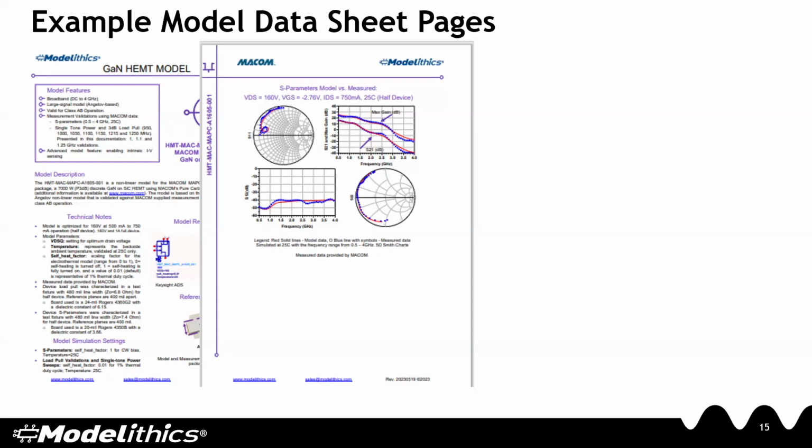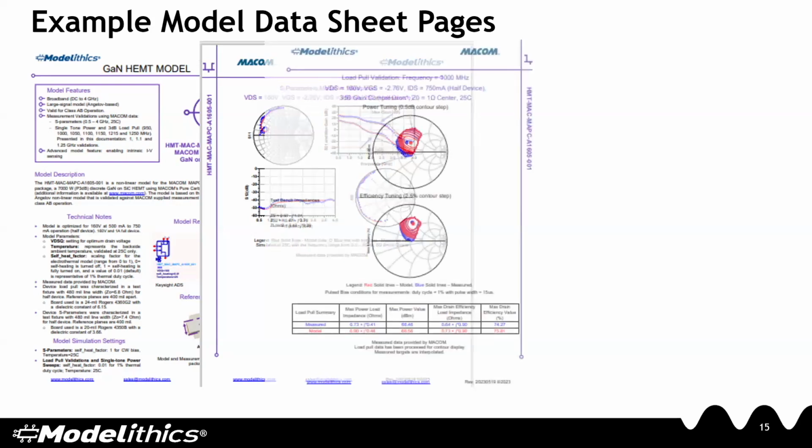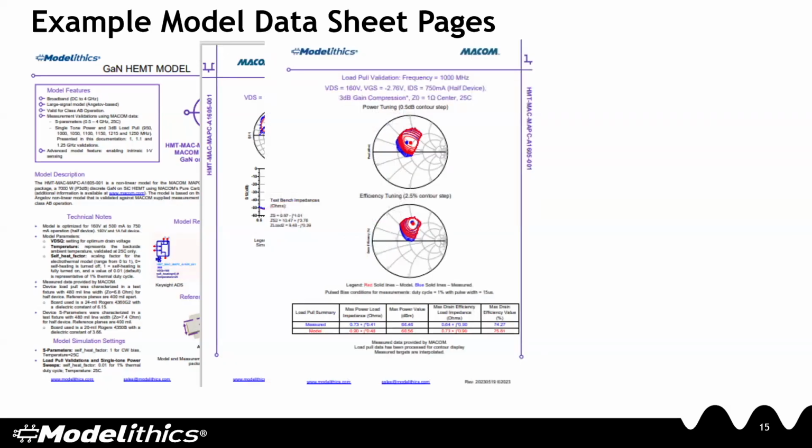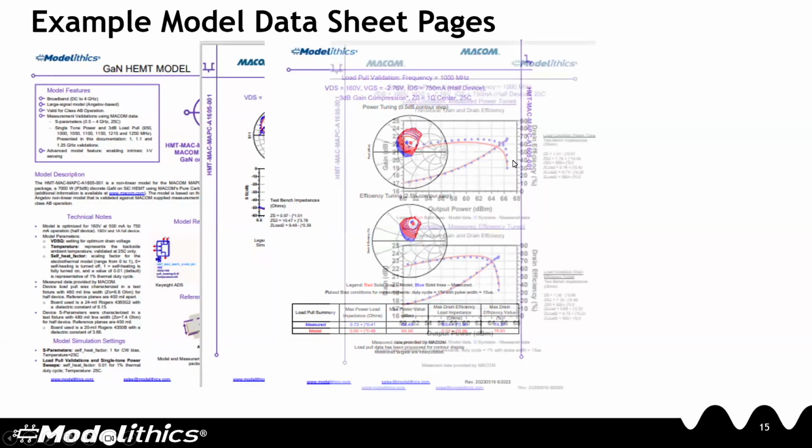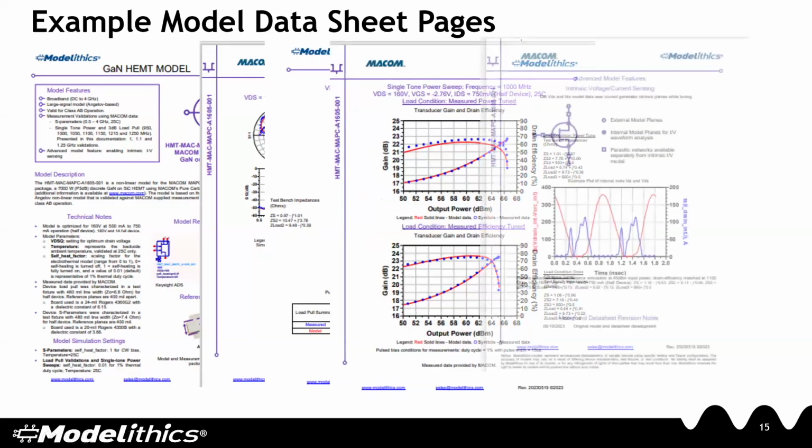So these model data sheets are an important benefit of the Modelithics models, and these are offered with every model that Modelithics offers. And here's some of the graphs for this particular model. This is a model for a GaN transistor, and we see load pull validation results here on this page, and again, single tone power sweeps, and so on.